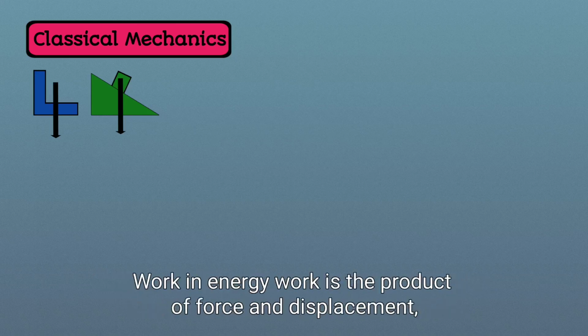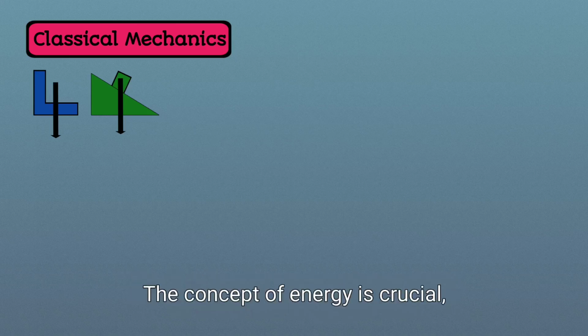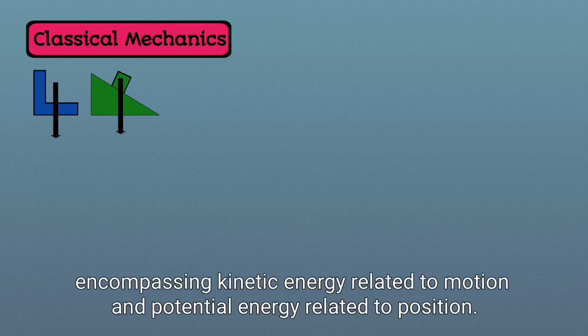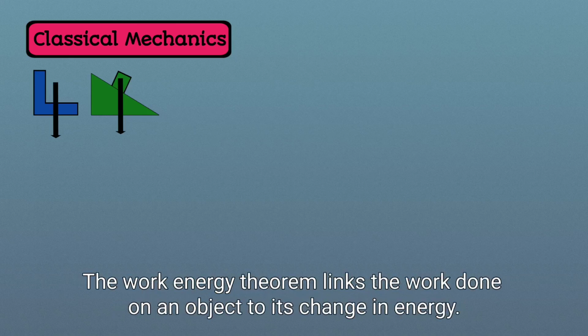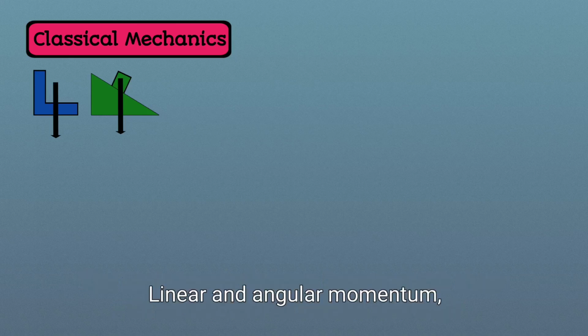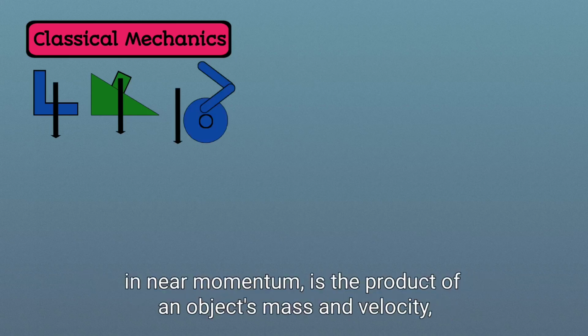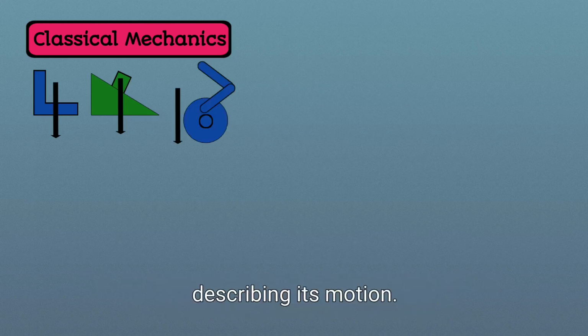Work and energy. Work is the product of force and displacement, representing the transfer of energy. The concept of energy is crucial, encompassing kinetic energy, related to motion, and potential energy, related to position. The work-energy theorem links the work done on an object to its change in energy. Linear and angular momentum. Linear momentum is the product of an object's mass and velocity, describing its motion.